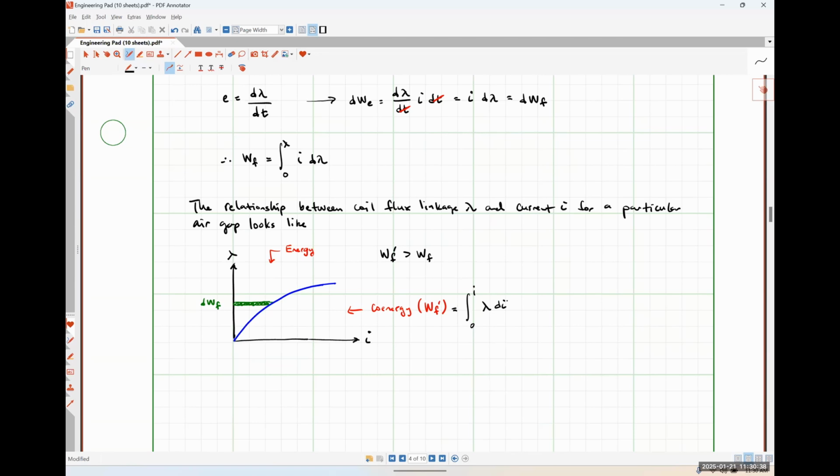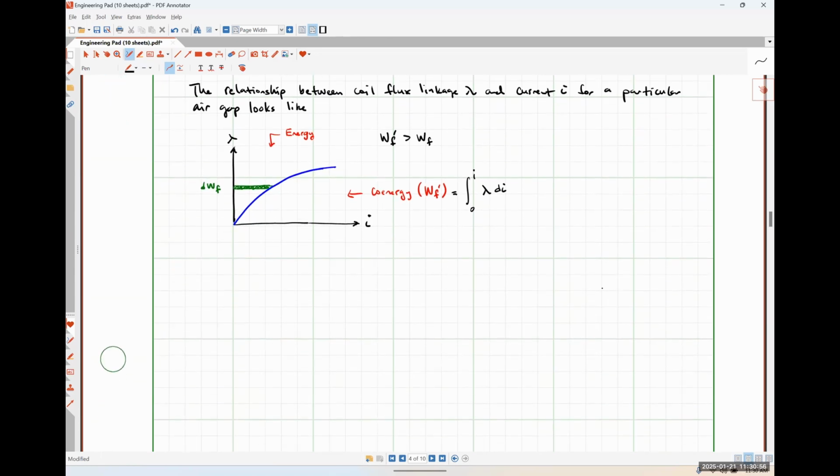So this characteristic curve depends on air gap length. I think I've mentioned that to you before. If we had multiple different air gap lengths, we would get slightly different curves. So yes, co-energy. Energy is the area above that curve, co-energy is the area below the curve.